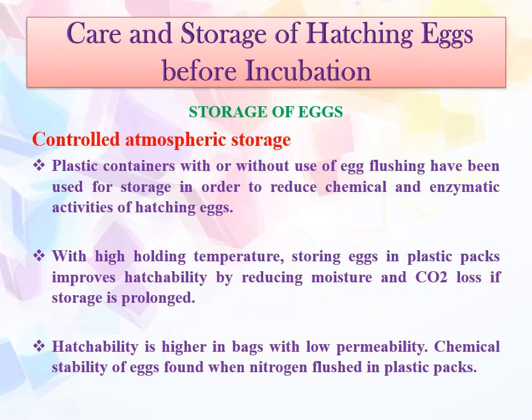Nowadays another type of storage of eggs at the hatchery is controlled atmospheric storage. What happens in this? The eggs are stored in a plastic container, and this plastic container is fully packed with high holding temperature. Storing eggs in a plastic pack improves hatchability by reducing moisture and CO2 loss if the storage is prolonged. But this technique is very costly, so generally it is not used in India. The plastic container, with or without the use of egg flushing, has been used for storage in order to reduce chemical and enzymatic activity of the hatching egg.